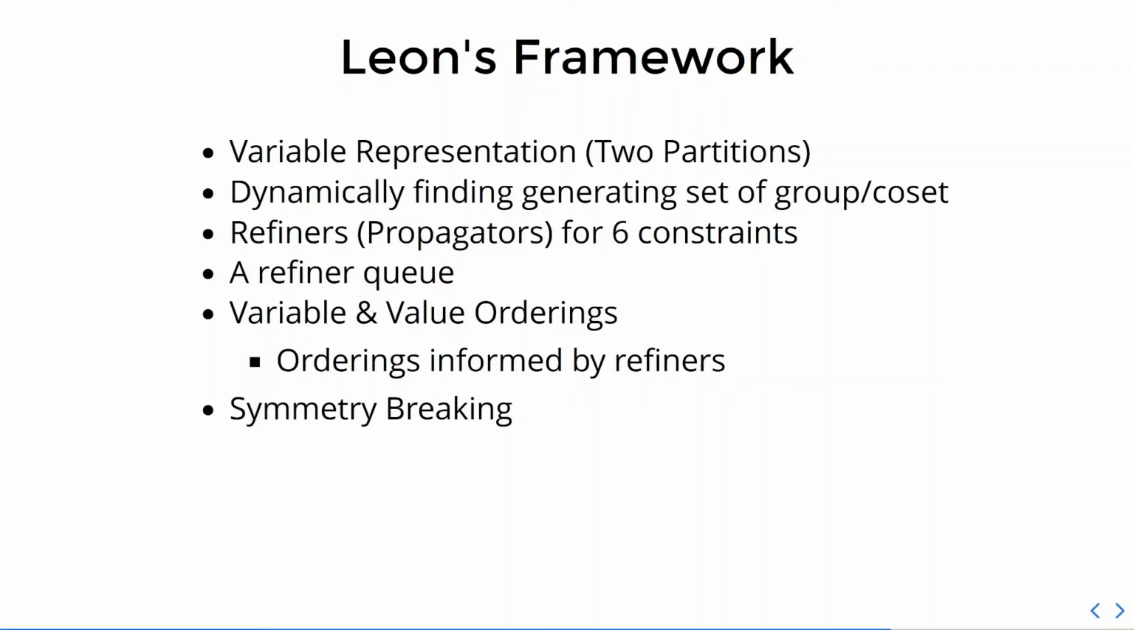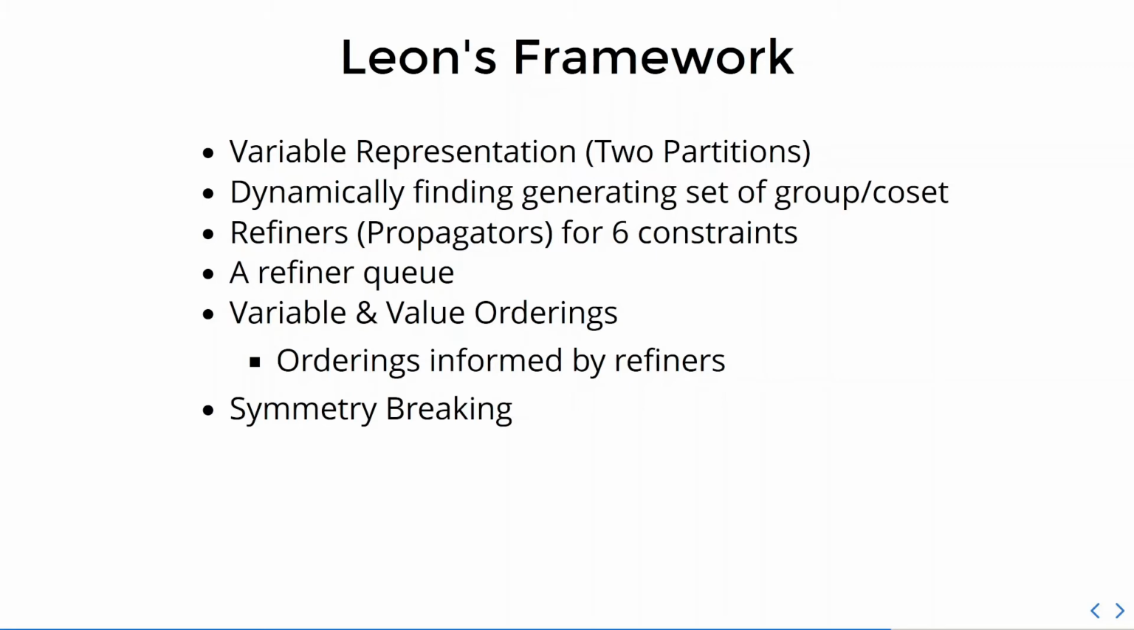He invented independently this concept of refiners, which is like propagators, and he implemented them for 6 different constraints. And then you have to do all the standard things. You have the constraint solver, you have the concept of a queue, you need to run the refiners to fixed points. He talks about variable and value orderings. He has this really interesting thing where some of the refiners can, as they're running, suggest possible variable and value orderings based on what they think would be good.